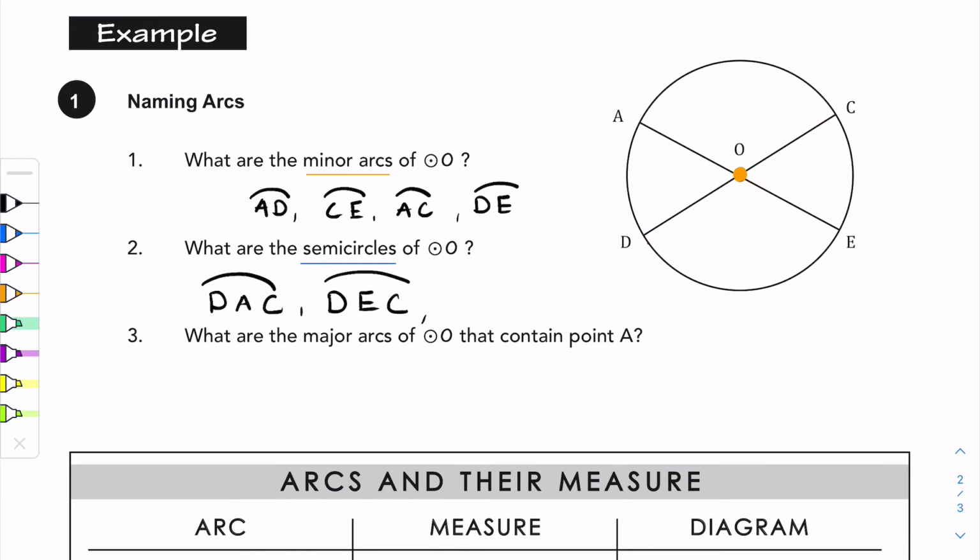I also have another set of semicircles because here is another diameter. So I have this semicircle, endpoint A, C, E. And I have the semicircle opposite, A, D, E.